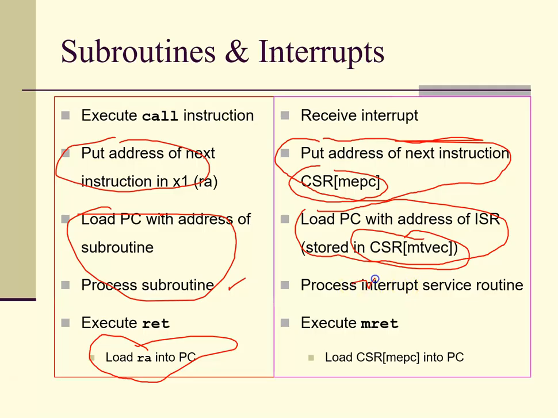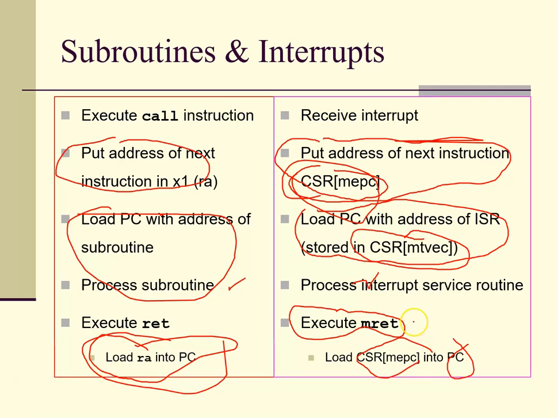Okay, I process the ISR, which is just a subroutine, and then when I leave, I execute MRET. MRET does a couple things. Mainly, it takes that return address that I stored right here, and it puts it back into the PC, and that's how I get back. Every bullet on the right is analogous to the bullet on the left. It is essentially a subroutine.